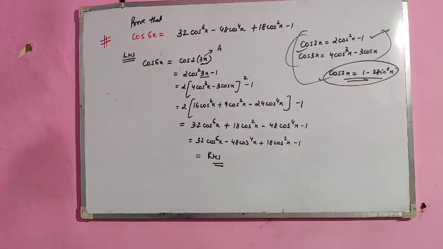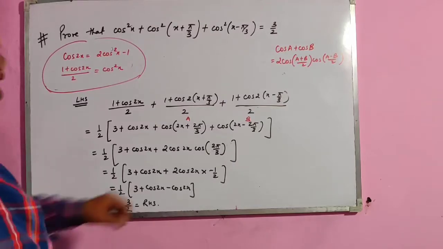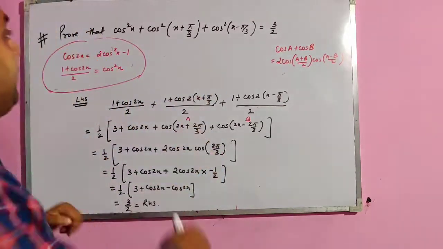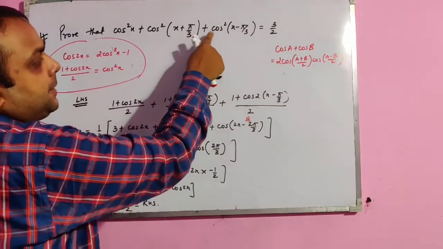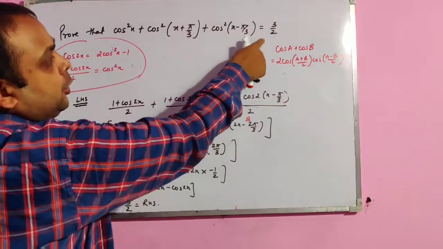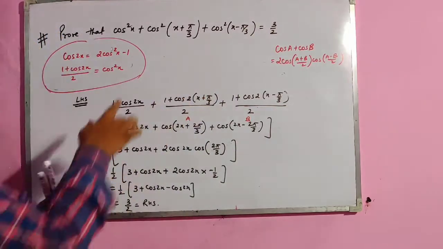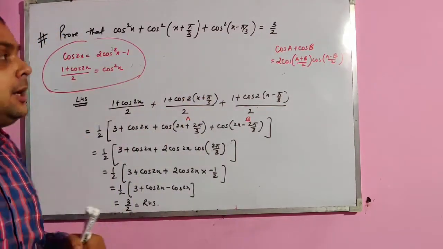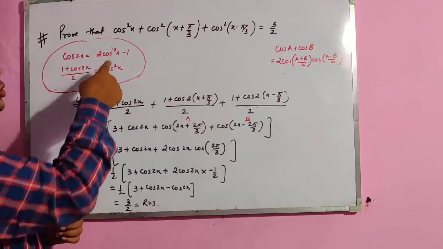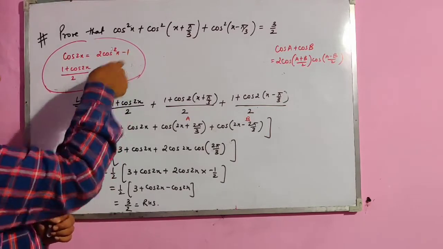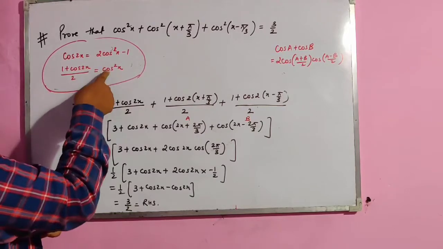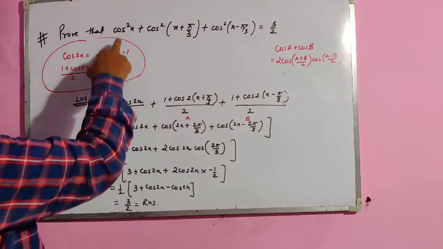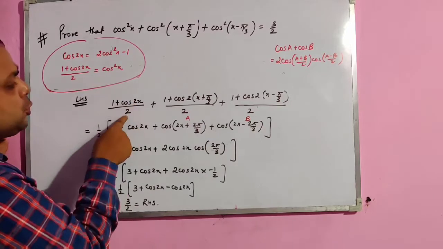In this question, the problem is: prove that cos square x plus cos square of x plus pi by 3 plus cos square of x minus pi by 3 equals 3 by 2. We have cos square x, so what I have done, from cos 2x, which is 2 cos square x minus 1, taking this to the left side, 1 plus cos 2x, dividing by 2, I got the value of cos square x. So in this place, I put 1 plus cos 2x by 2.